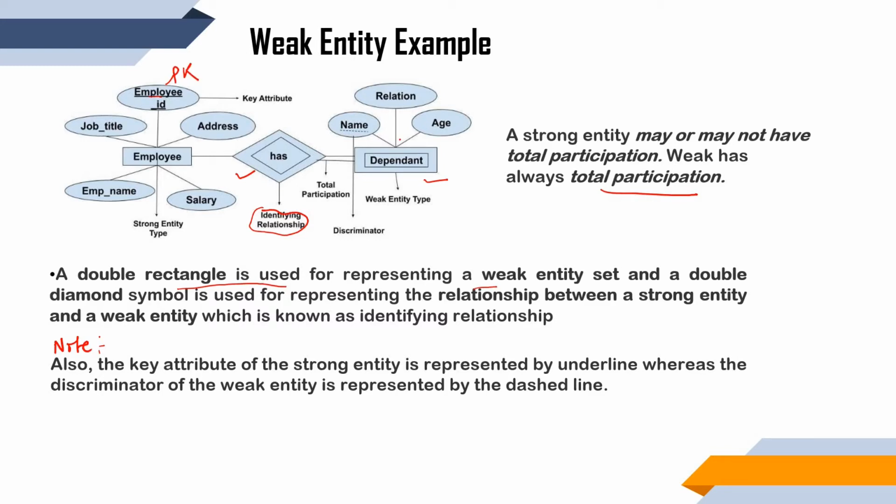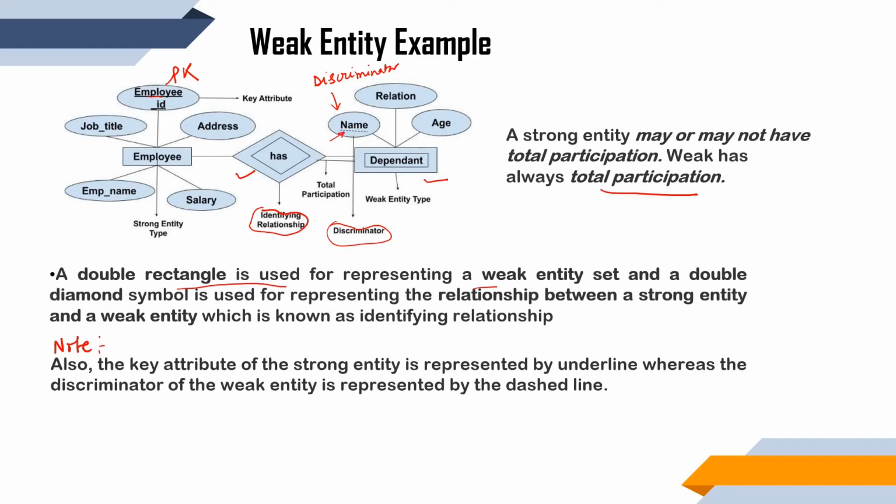Whereas if you look at the dependent entity, which is the weak entity, it has a discriminator, because as I already mentioned, that weak entity doesn't have any attribute which can serve as the primary key. Instead, a weak entity will have a discriminator. The discriminator of this weak entity dependent is given by name, which is shown by a dashed line. So the dashed line indicates that it's not a primary key, it's just a discriminator.